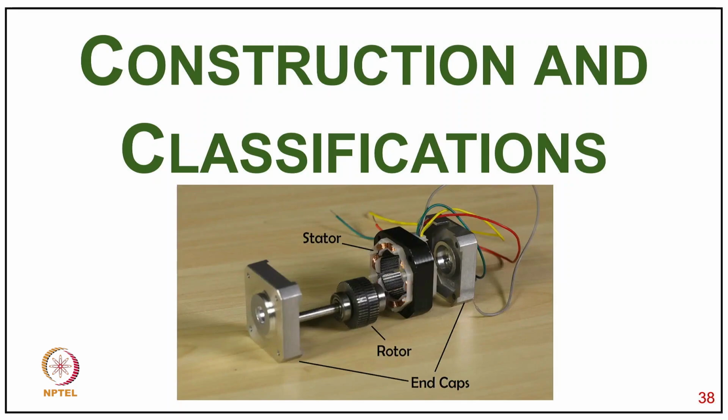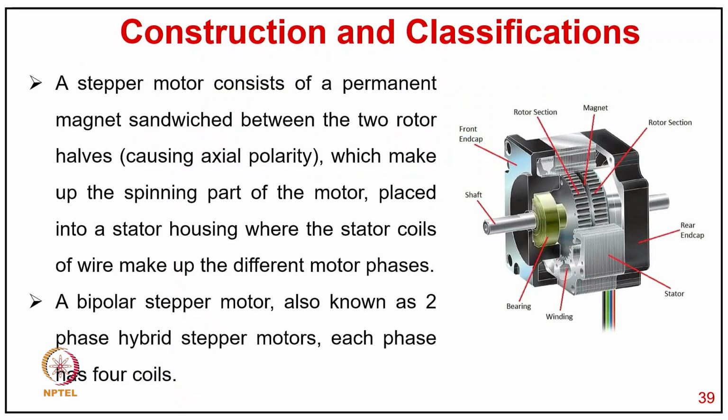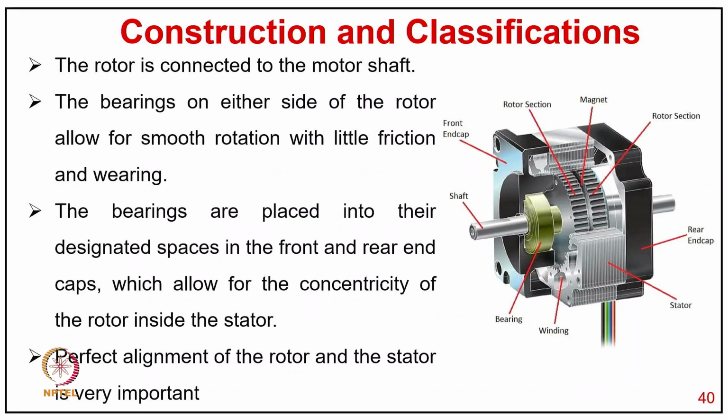Now construction and classification of stepper motor. Of course, stepper motor construction and classification. A stepper motor consists of a permanent magnet sandwiched between the two rotor halves, causing axial polarity, which make up the spinning part of the motor, placed into stator housing where the stator coils of wire make up the different motor phases. A bipolar stepper motor, also known as a two-phase hybrid stepper motor, has 4 coils in each phase, as you can see typically in the photograph.